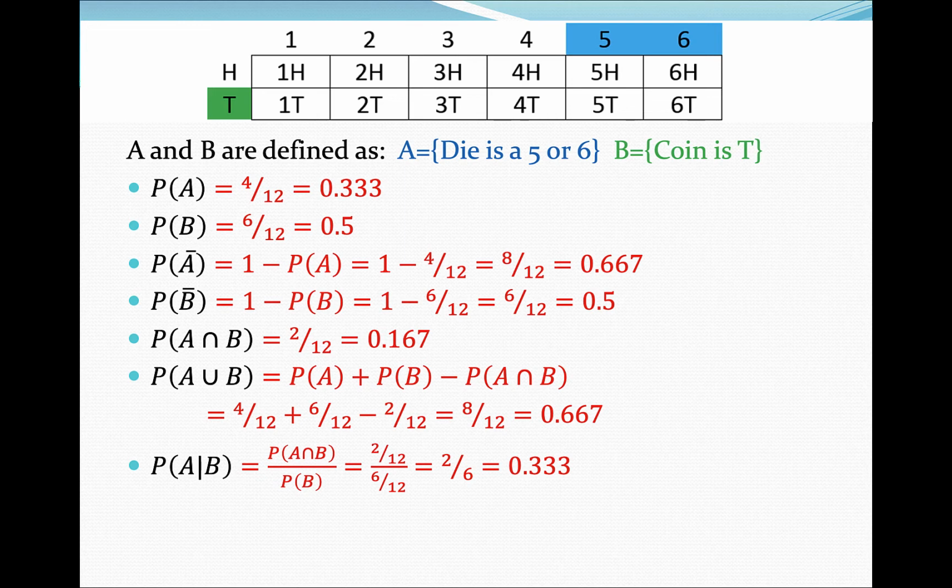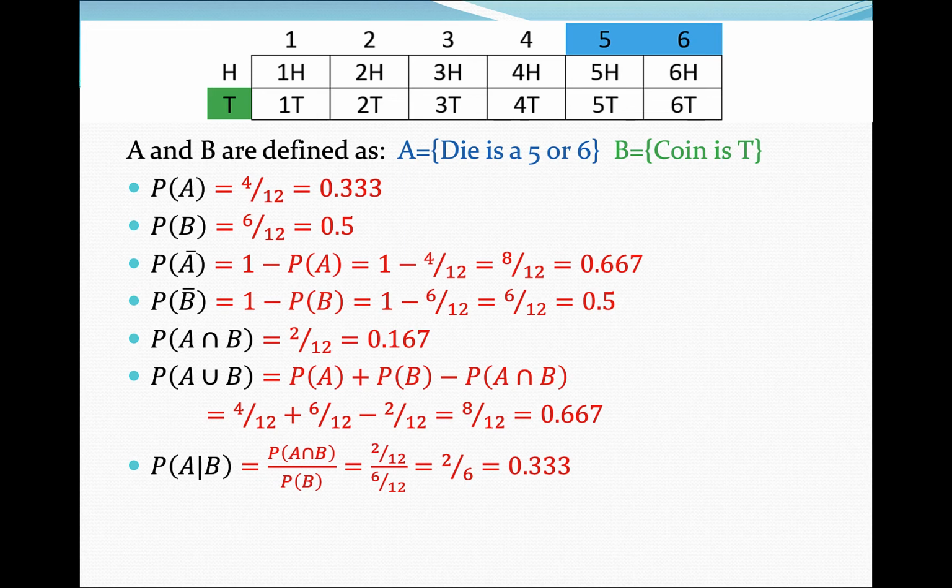And then you say, out of those outcomes, how many satisfied A? And it's just those last 2, 5t and 6t, so you end up with 2 out of 6. And you can see that's how this works out. It's 2 over 6, which is 0.333. That's one way to do it.